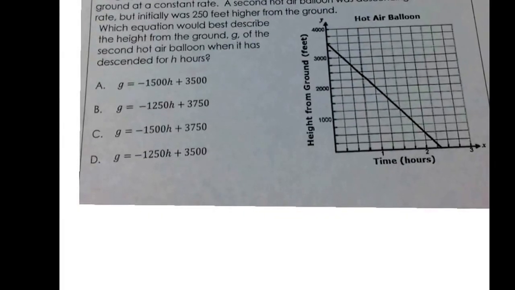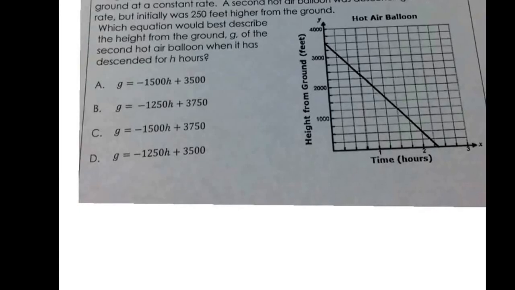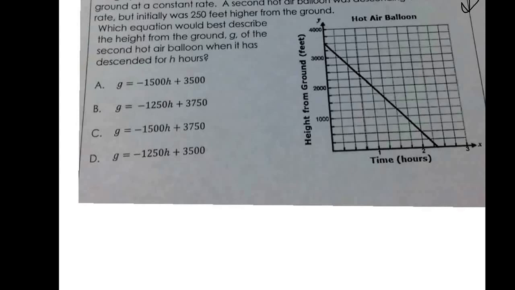This problem was in our game that we played the other day too. It says the graph below shows the height of a hot air balloon as it descends. Remember we learned in class that descend means to go down, so the hot air balloon is going down. A second hot air balloon was descending at the same rate, but initially was 250 feet higher from the ground. Which equation would describe the height from the ground of the second hot air balloon?